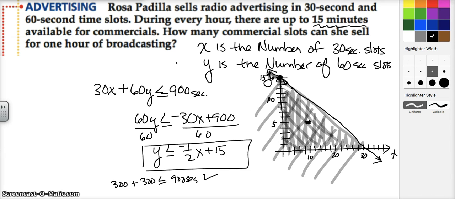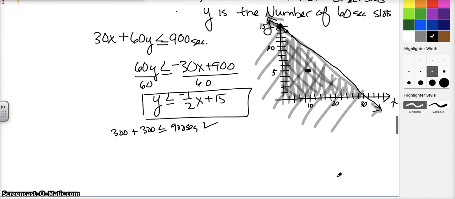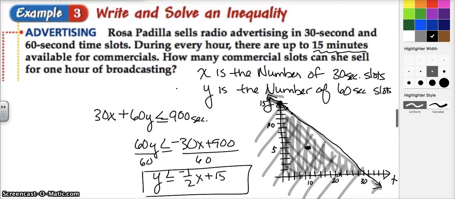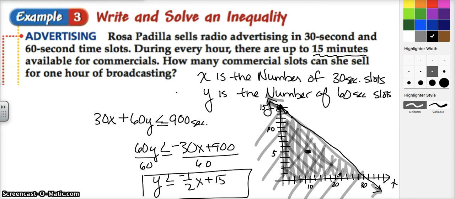I hope that made sense. I know that sometimes these inequalities can be a little bit tricky, so let me know and let's talk about it. This is the end of the chapter, so let's make sure we're confident about all the stuff. Be sure to have some questions for me the next time we get together or even before.